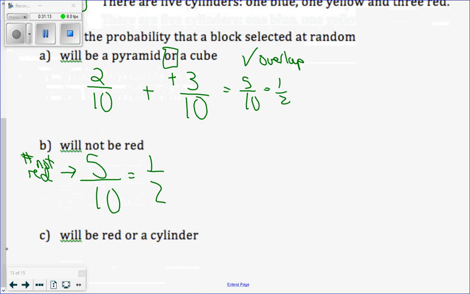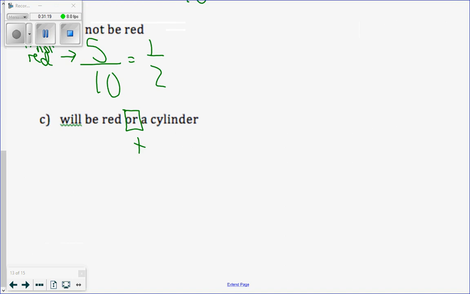Okay, will be red or a cylinder. So again, or means add. So figure out the probability of it being red, figure out the probability of it being a cylinder, and then check to see if there's any overlap.